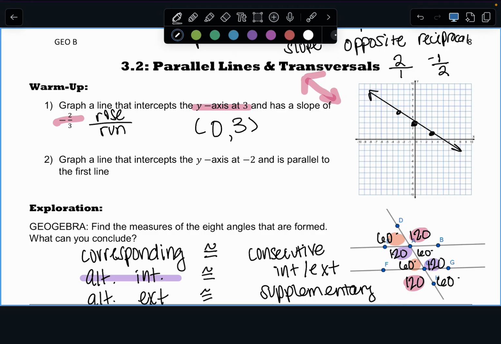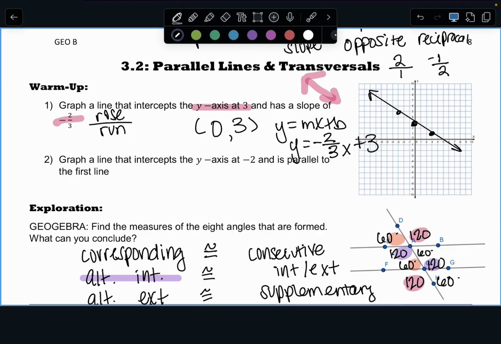Do we remember slope-intercept form? Yeah, y equals mx plus b. So I could write the equation of this line in slope-intercept form. What's m? Is it my slope? Is it my y-intercept? Is it something else? Slope. It's my slope. So negative 2/3 x. And what's b? The y-intercept. So b is positive 3.